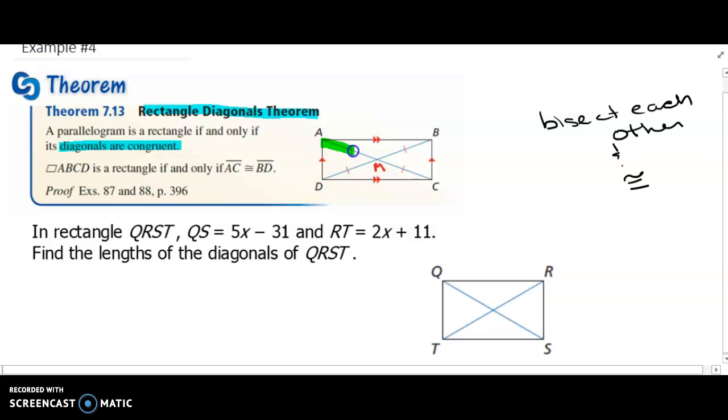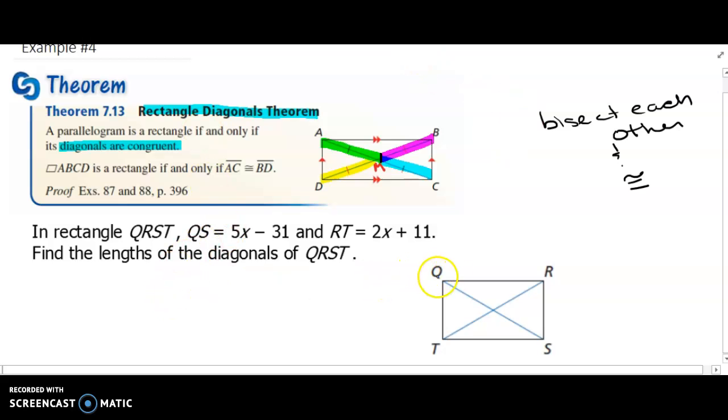Now this is the same as this, but it's also the same as this and also the same as this. So all four of these pieces are congruent in a rectangle. All right, so let's look at this example.